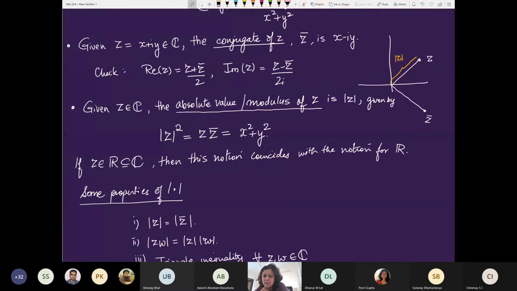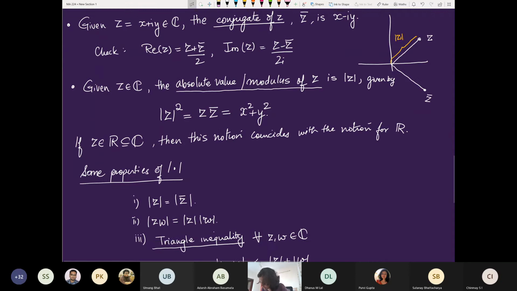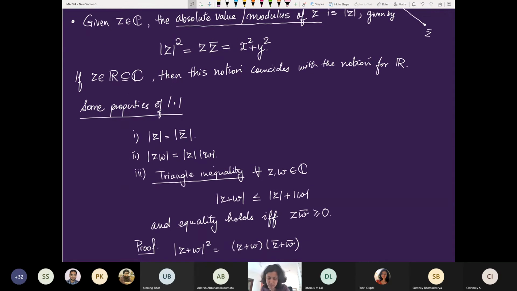Right, so in some sense, yes, we are making a choice. You're right that the extension of this function is not unique. This question is in the chat box, and the question is that there are other ways of extending the modulus from R to complex numbers.